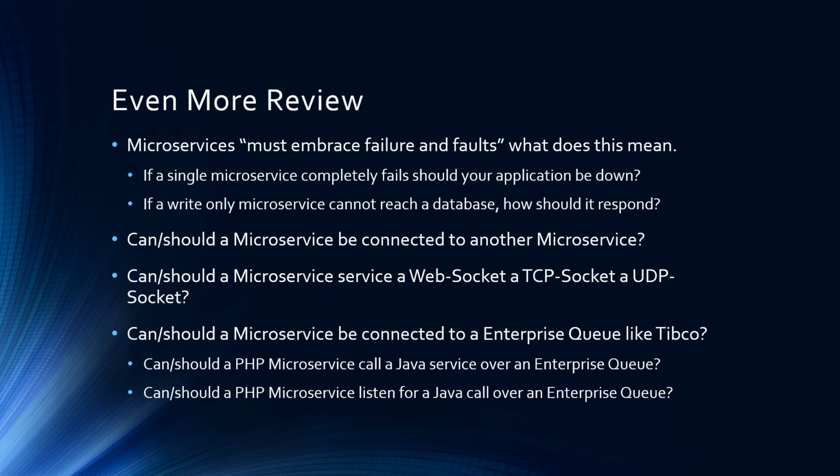Microservices must embrace faults and failures. What does this mean? If a single microservice completely fails, should your entire application fail? The answer would be no. Only that small little section of the application would be malfunctioning. If a write-only microservice cannot reach a database, how should it respond? It should queue up the writes until the database becomes available, and it should notify the operators that it's having a problem. In other words, it shouldn't stop the code from running if it can queue it up and perform the function later.